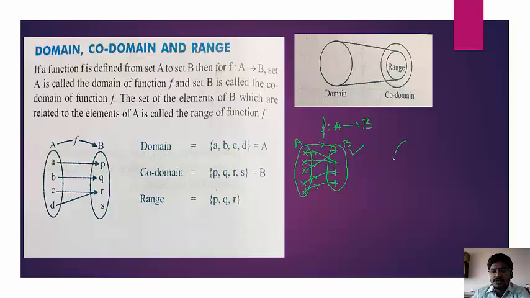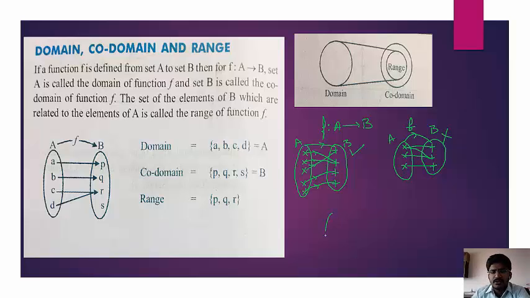Clear? Suppose this is set A, this is set B and this is the relation F. Now, I have some 3 elements here, and here also I have some 3 elements. If I have images like this, then this is not unique. Therefore, definitely this is not a function.